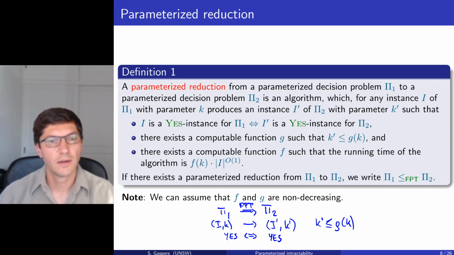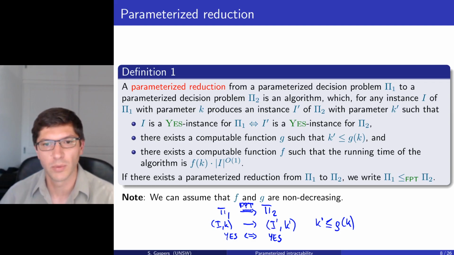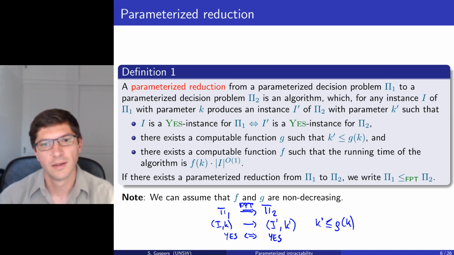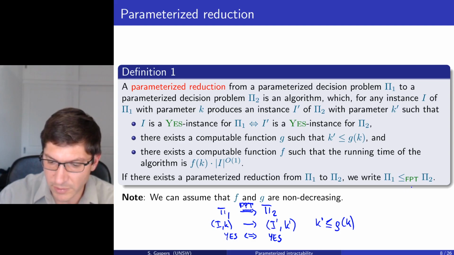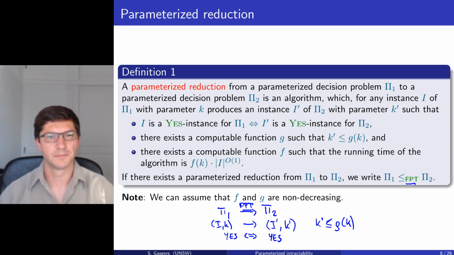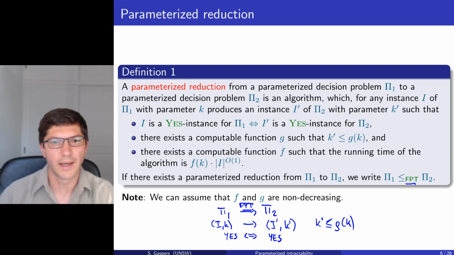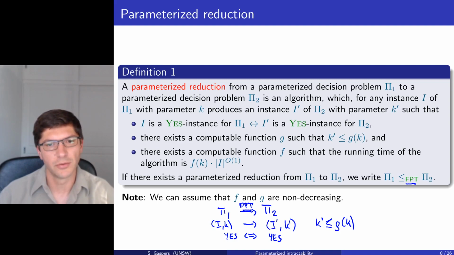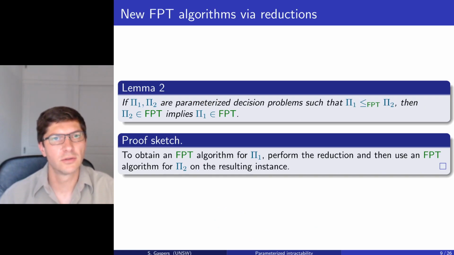Okay. So now we say that there exists a parameterized reduction from the parameterized problem pi1 to pi2 if such an algorithm exists, and we write that pi1 is smaller or equal, with an FPT subscript here, pi2. We can assume, as usual, that f and g are non-decreasing. So we can use these parameterized reductions now to obtain new FPT algorithms.